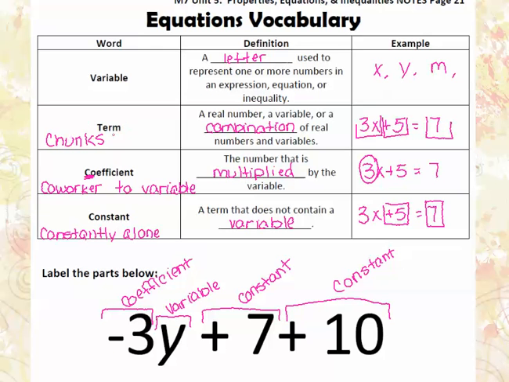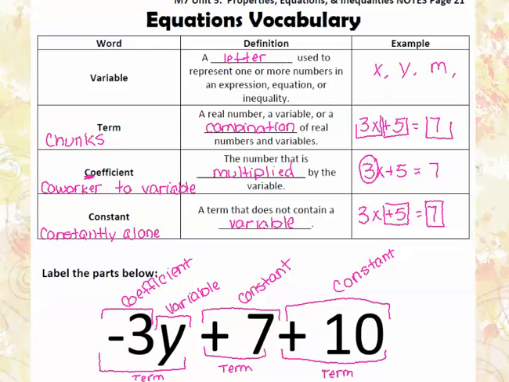Then I skipped terms. Let's go back to the terms. So we're looking at the chunks of the problem. This here, this negative 3y, is all a term. Same thing with the positive 7. That is a term. Same thing with the positive 10. That is also a term. So there are 3 terms in this problem.